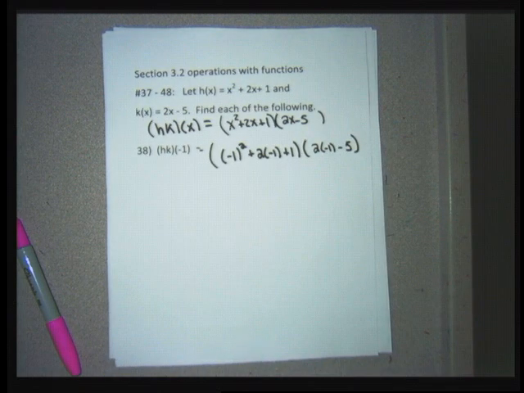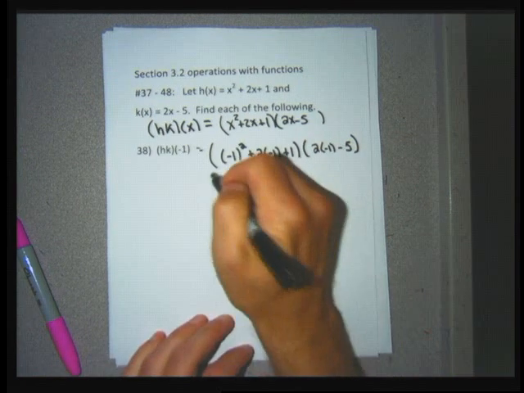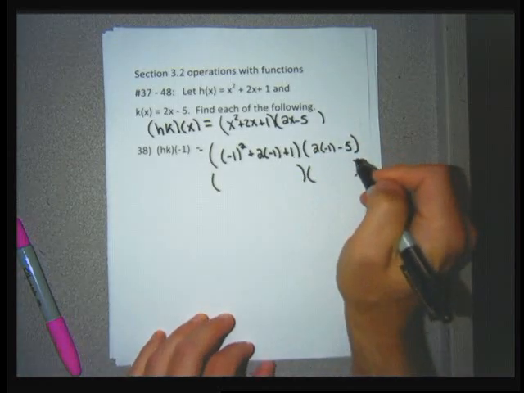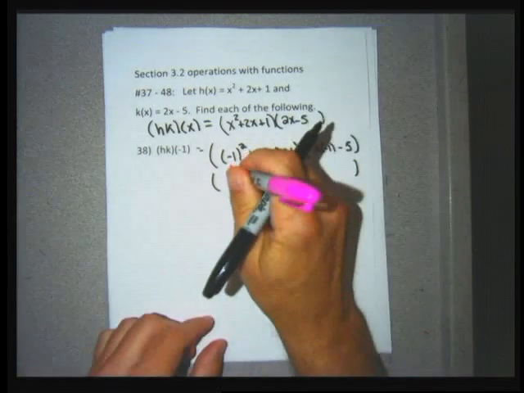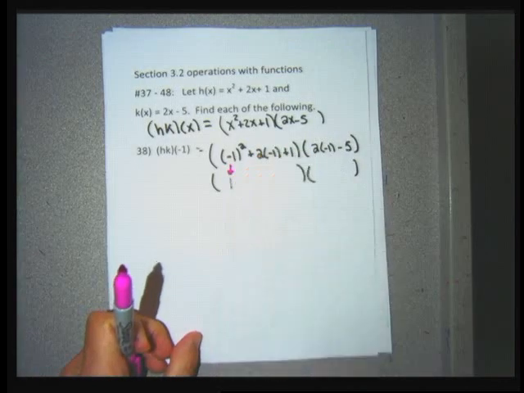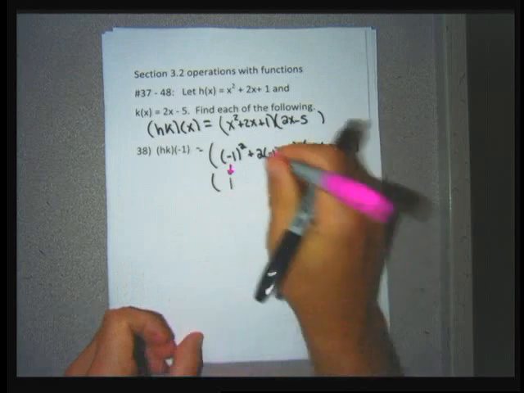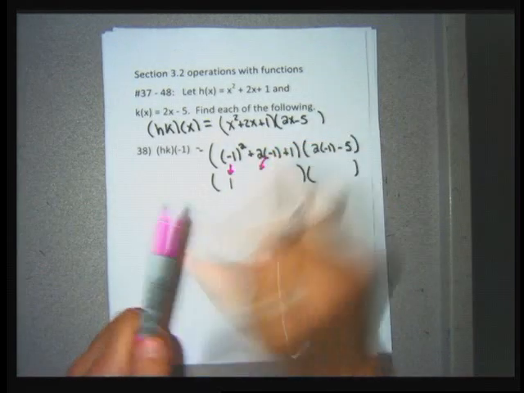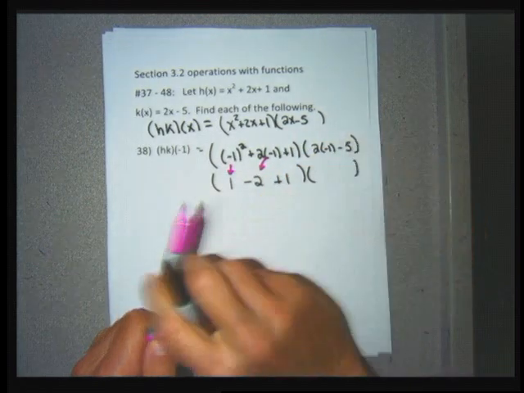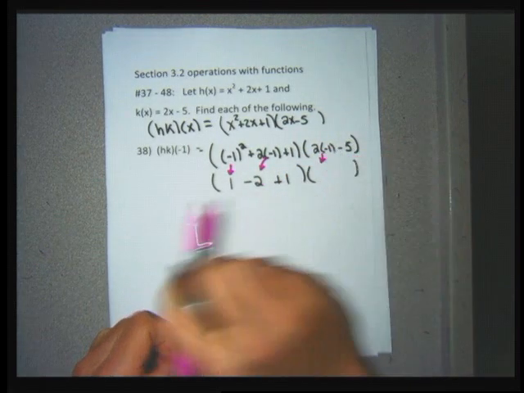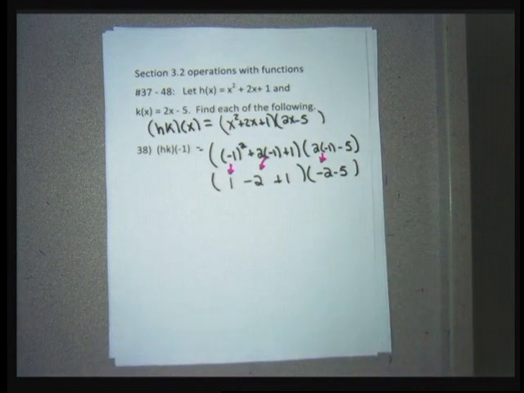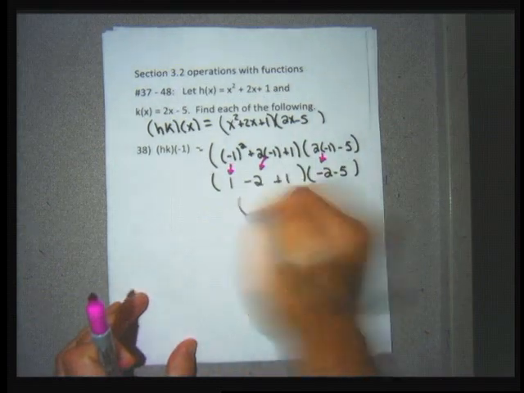So h times k of negative 1 can be found by finding h times k of x and then changing each of the x's to a negative 1. First thing I'm going to do after I put the negative 1 in for the x is negative 1 quantity squared, which is negative 1 times negative 1, which is plus 1. And then 2 times negative 1 is negative 2, and this plus 1 is a plus 1. In the right parentheses, 2 times negative 1 is negative 2, and I'm going to leave the negative 5. Now I'm going to combine like terms, or simplify each parentheses down to a single number.